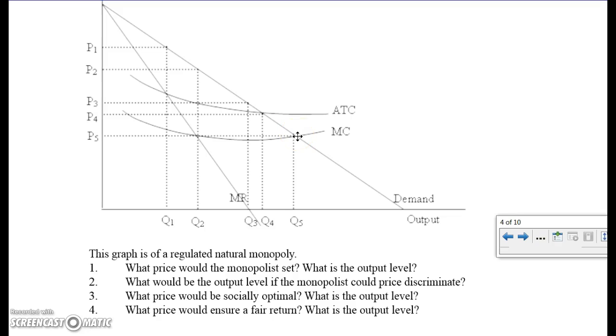What price would be socially optimal? Socially optimal price would be P5, right? That would, of course, be below ATC. Output level of socially optimal is Q5. What price would ensure a fair return? That would be P4, and output level Q4.